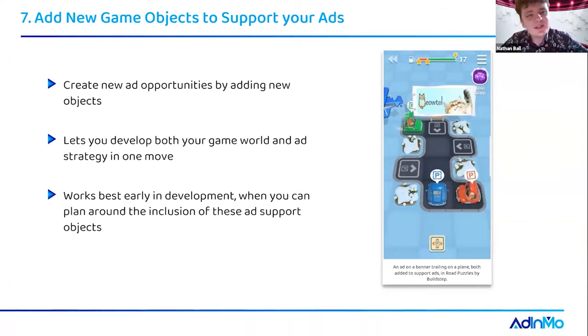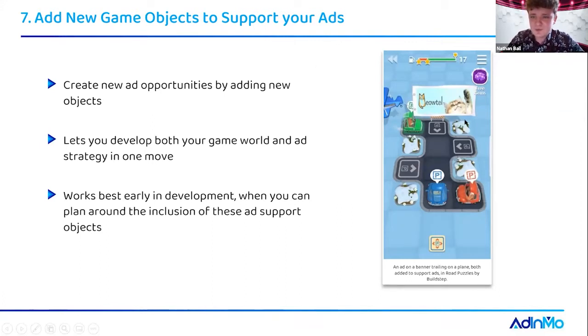Tip number 7 is to add new game objects to support your ads. Now, this is something I think will become quite a big thing as in-gameplay advertising develops, and I think it really is the direction it's headed in. So just a bit of background, not every game has good locations for in-gameplay ads in it. It's just a fact, unfortunately, but you can create opportunities for yourself to place ads by adding new assets to your game to support them.